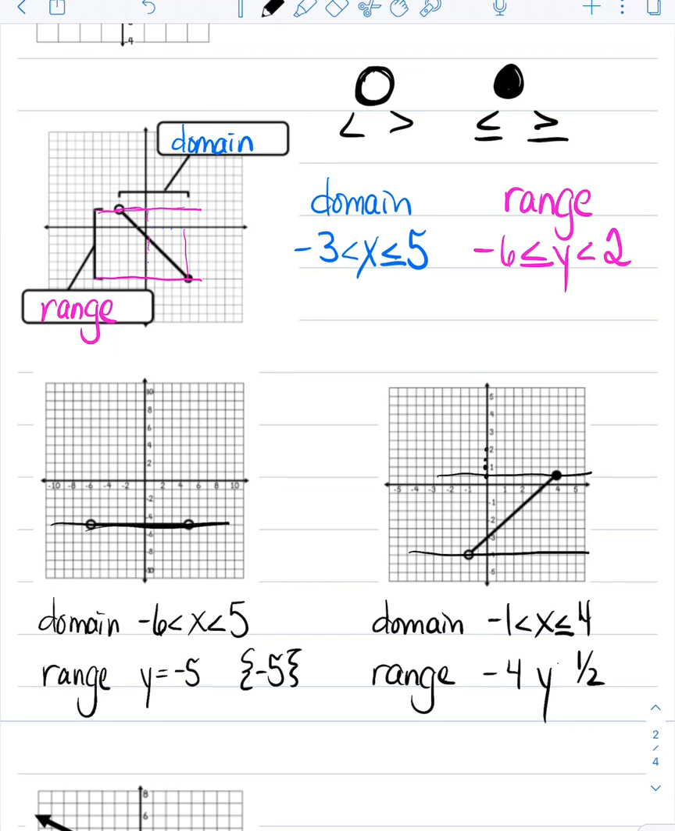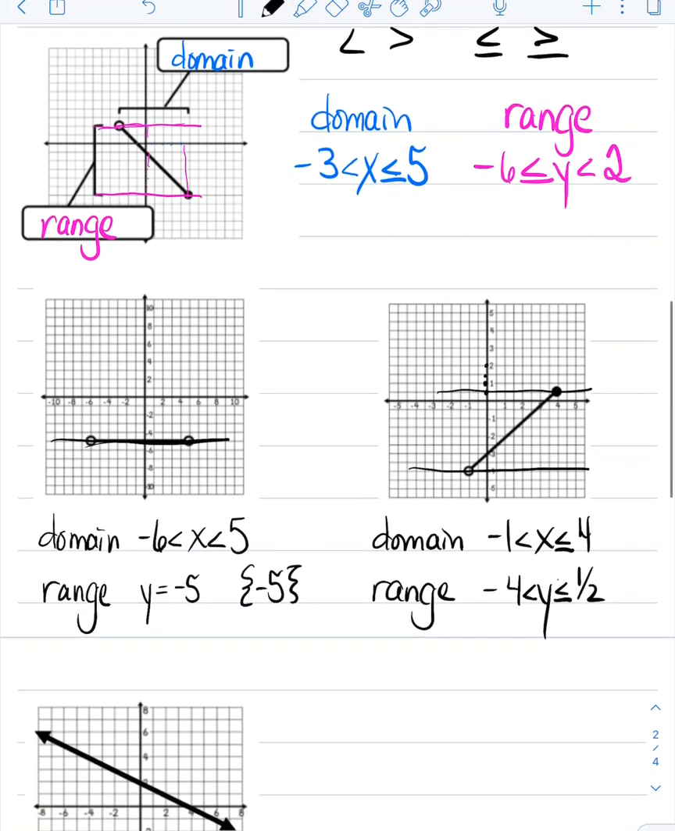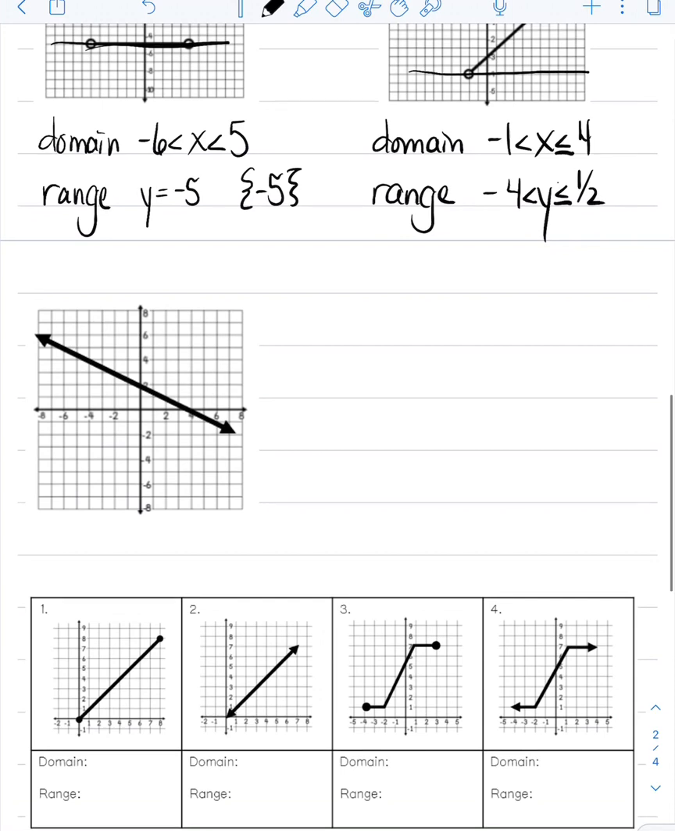All right, so now let's write our inequality symbols. So I notice on -4 that it's an open dot, so y is greater than -4. And I notice a closed dot on the 1/2, so y is less than or equal to 1/2. So now let's take a look at one more idea.